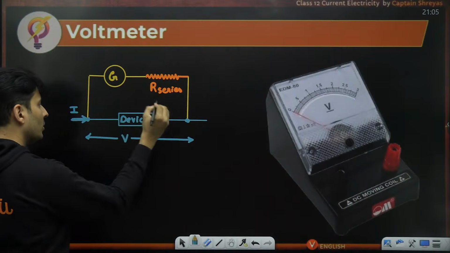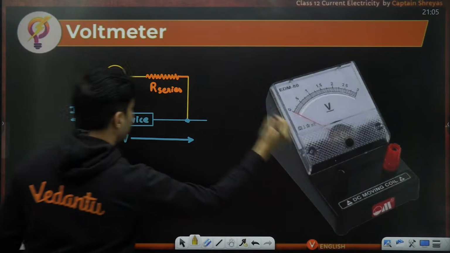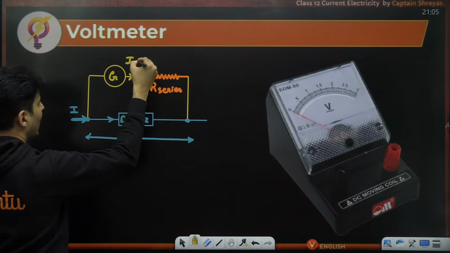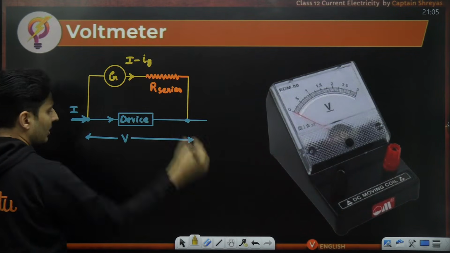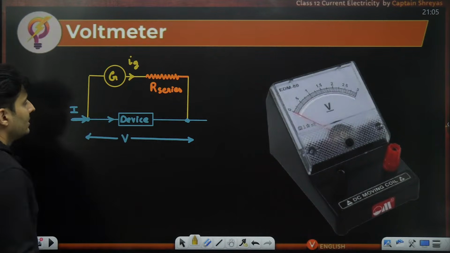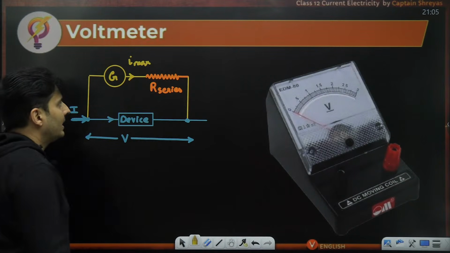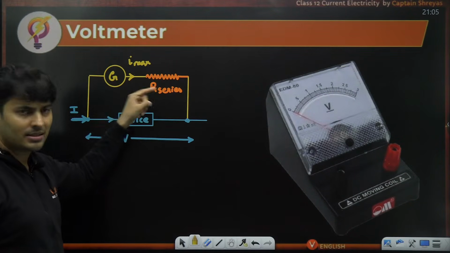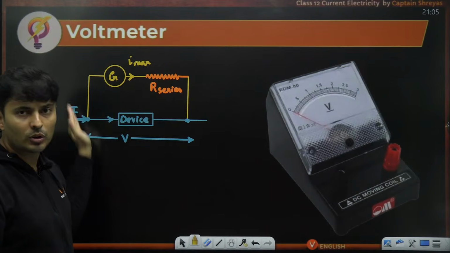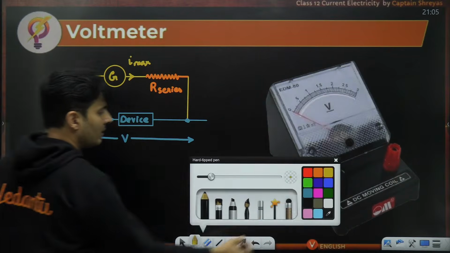Most of that current will go through this device only, as very small current only can go through the galvanometer, which will be just Ig basically. This is the current through the galvanometer, and maximum that can flow through the galvanometer is Imax. So a very small portion, because of the high resistance, will go through this branch. Most of it will still go in here only.